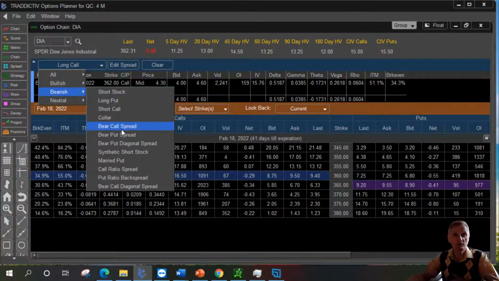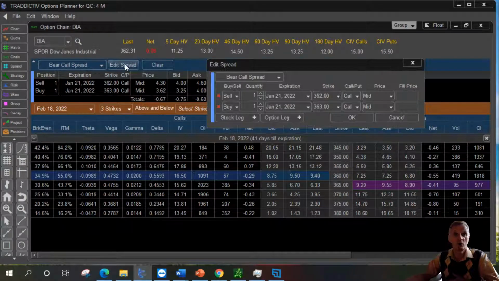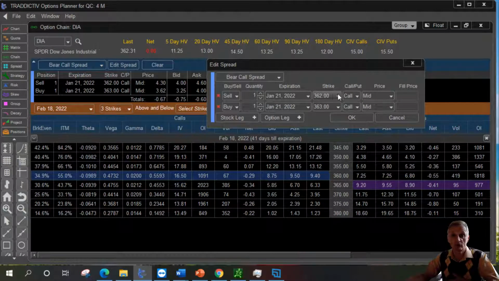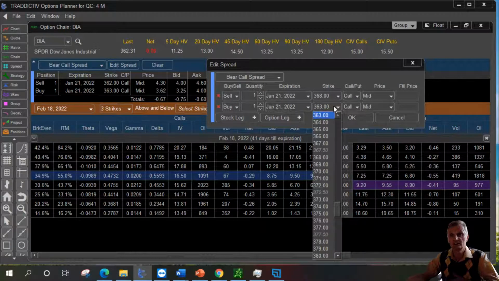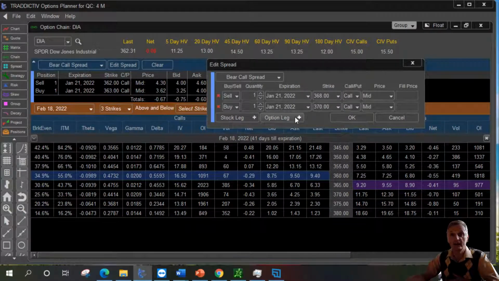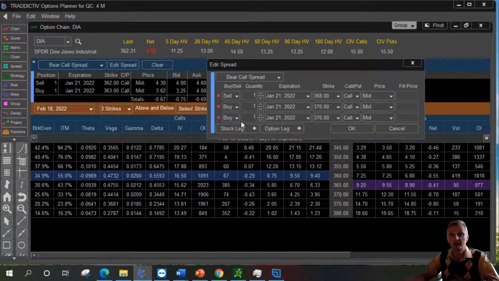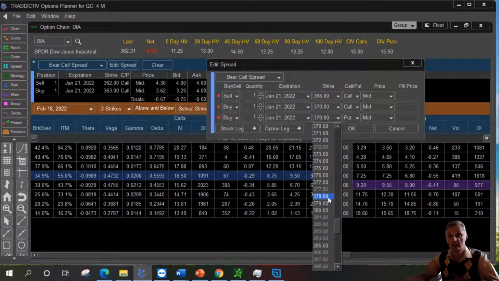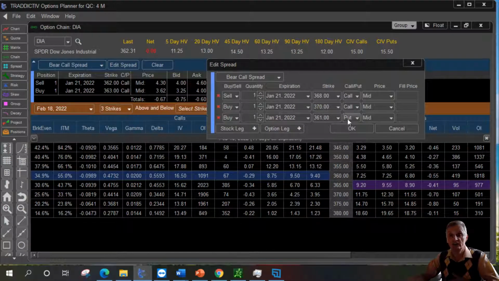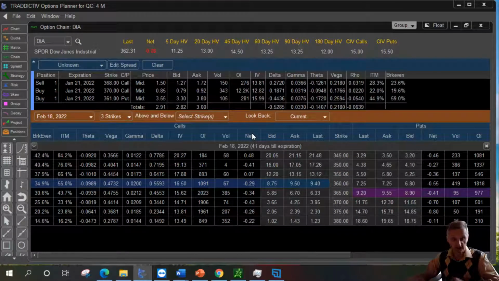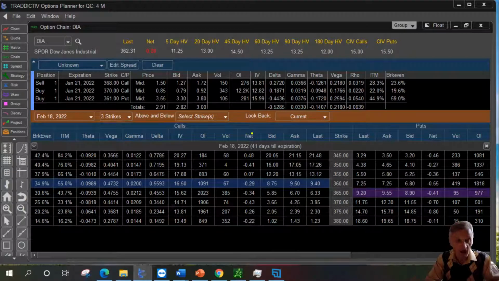In our case, we were using the bear call spread builder. We were editing it to the correct strike prices: the 368 was the one that we sell, the 370 is the one to buy, and then we were adding one more leg, which was buying the put on the same cycle but at a different price, and that was 361. I didn't have to do much math because all I did was click here, OK, and look at what cost I needed to come up with.